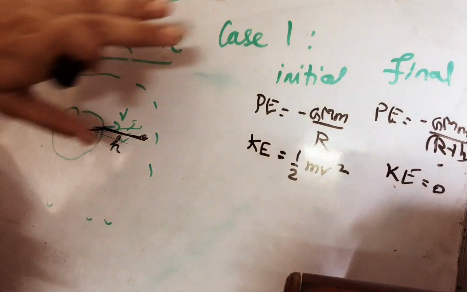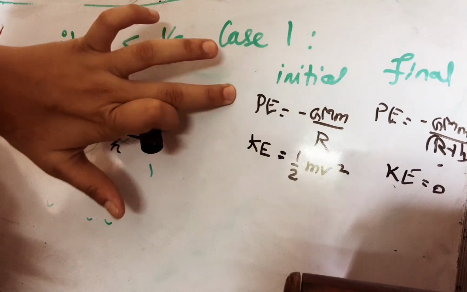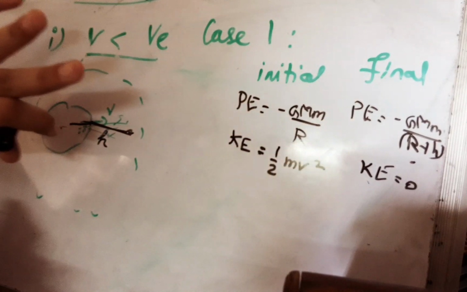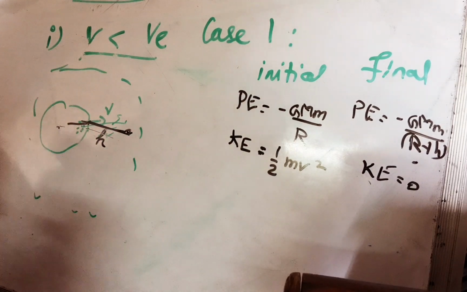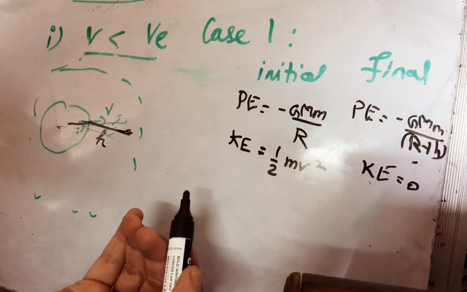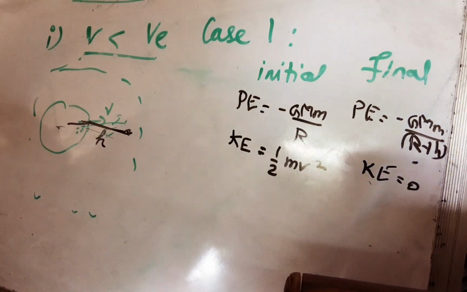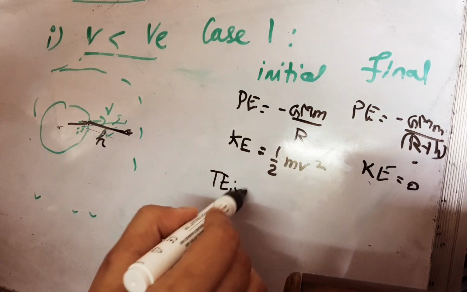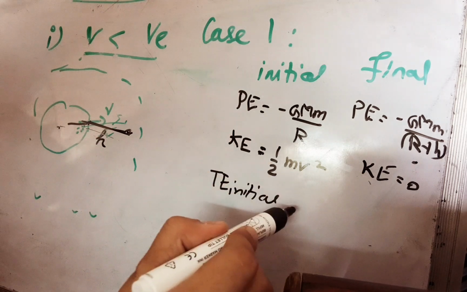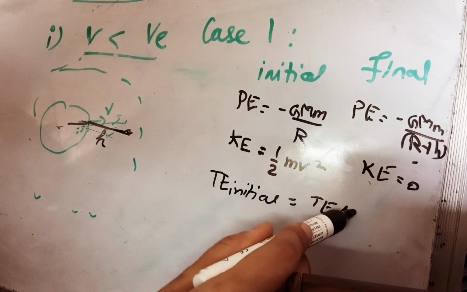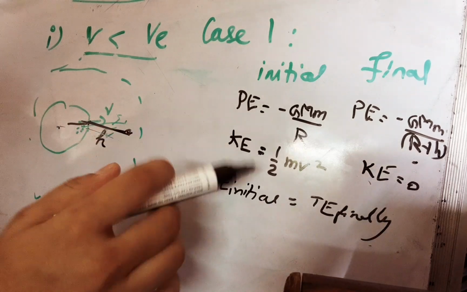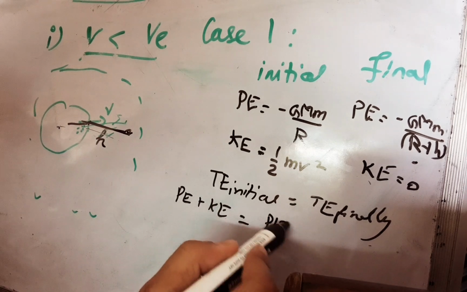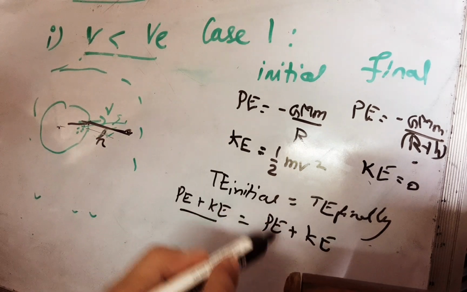So in the initial condition there is both potential energy and kinetic energy. In the final condition, only potential energy is there, kinetic energy is not there. But we know that total energy is always conserved because of the law of conservation of energy. So the total energy initially should be equal to the total energy finally. So you add potential energy plus kinetic energy for the initial, and again potential energy plus kinetic energy for the final.